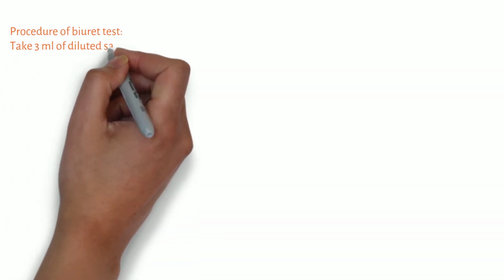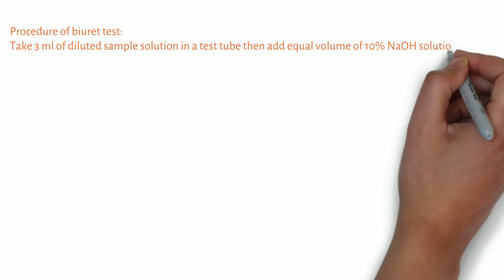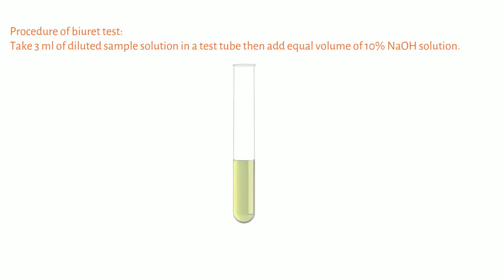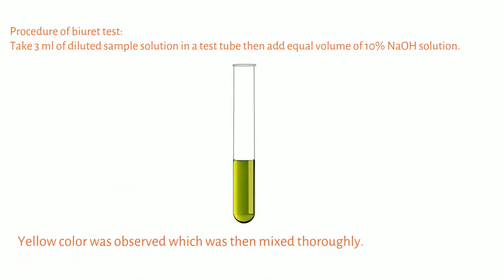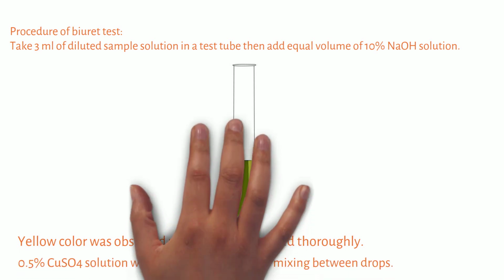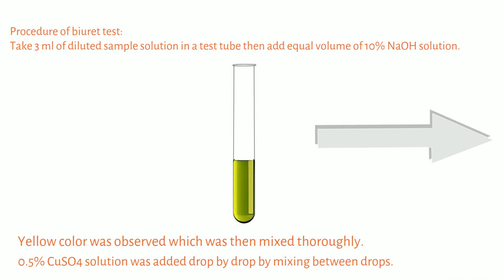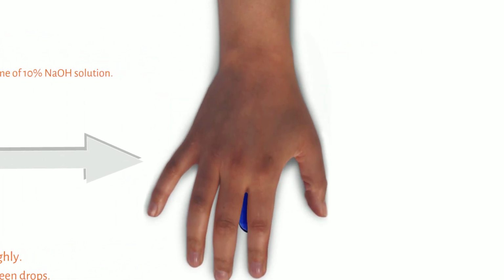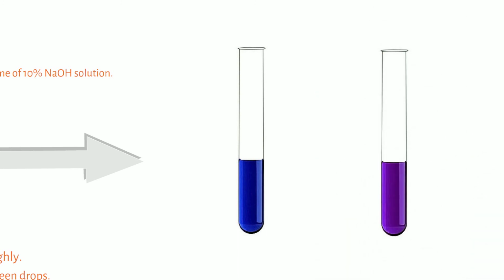Procedure of the biuret test: take 3 ml of diluted sample solution in a test tube, then add an equal volume of 10% sodium hydroxide solution. Yellow color was observed, which was then mixed thoroughly, and 0.5% copper sulfate solution was added drop by drop, mixing between drops. The appearance of blue color proves a negative biuret test and the appearance of purple color proves the presence of peptide bonds, that is, the presence of amino acids.